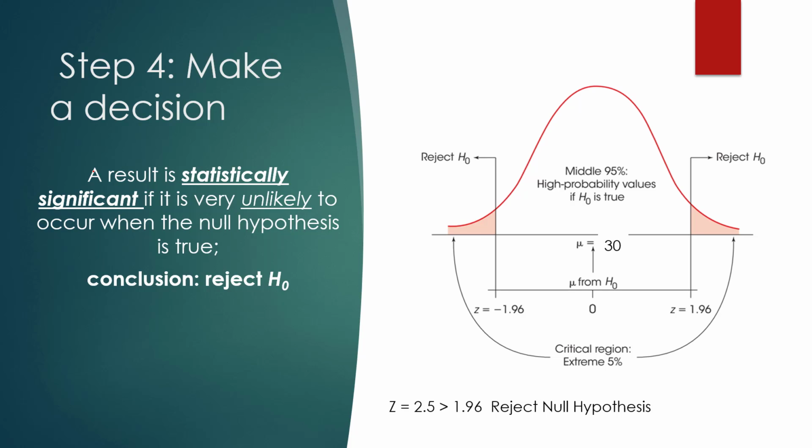A result is statistically significant if it is very unlikely to occur when the null hypothesis is true. So that means the conclusion is to reject the null hypothesis. Remember, if our null hypothesis is that the mean is 30, our result is statistically significant if it falls in this critical region where it's very unlikely that that score would occur if the null hypothesis was true.